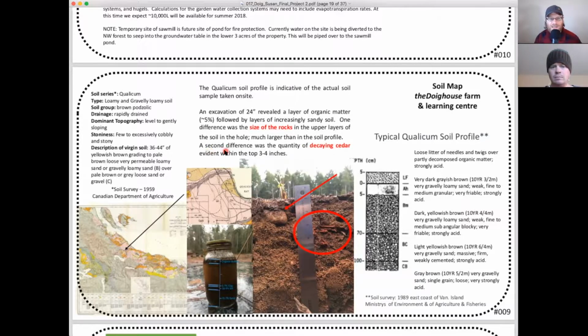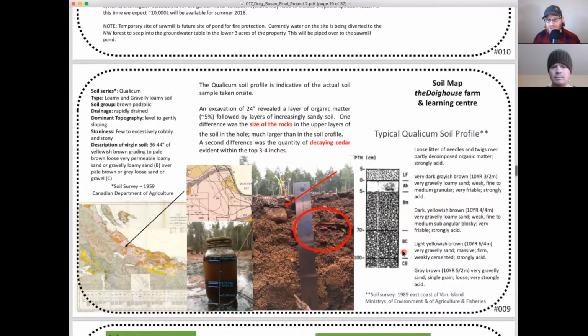The second difference was the quality of decaying cedar. Fantastic. You know, like to see those observations, gives us a sense that we know what's going on. One difference was the size of rocks in the upper layer. So there's no doubt that this assignment, which happened some good 60 years after the fact, is going to be different than what the soil type is. So we got a sense of the soil type, we got a sense of the profile. They brought the photo in, which I really appreciated as well.